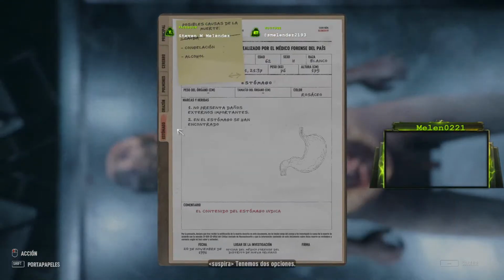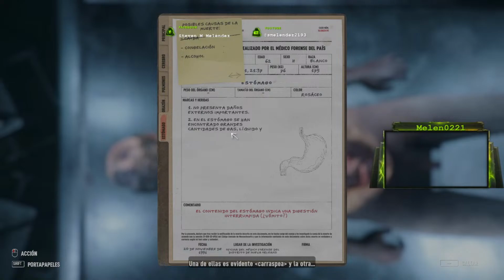There are two ways here. One is obvious, and the other is... It couldn't have been suffocation, could it? I'll add this to the list and move on to the deceased's neck.